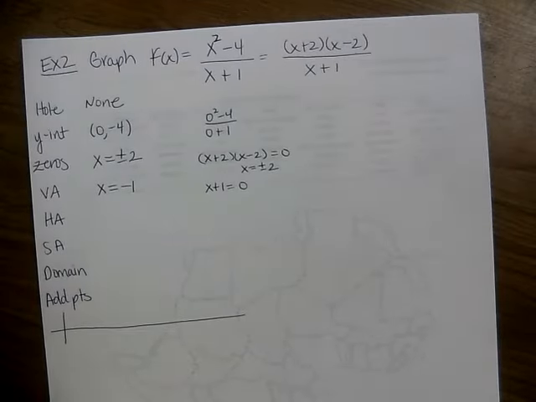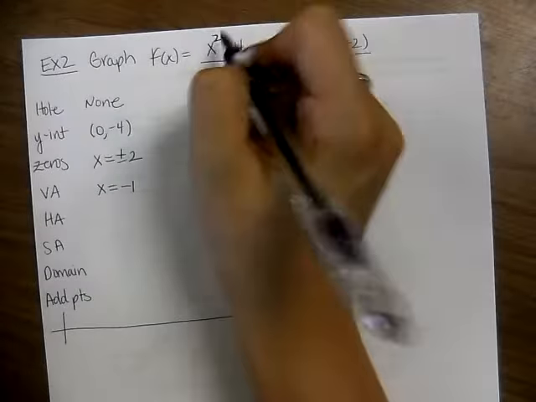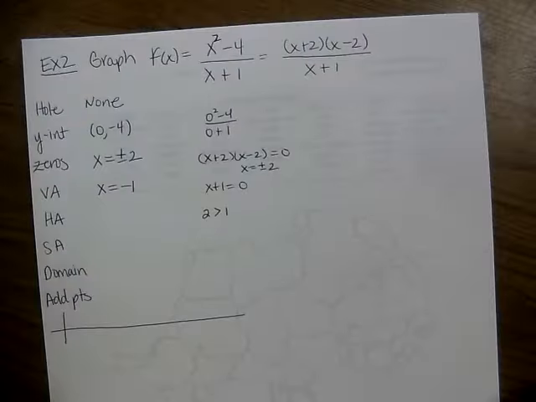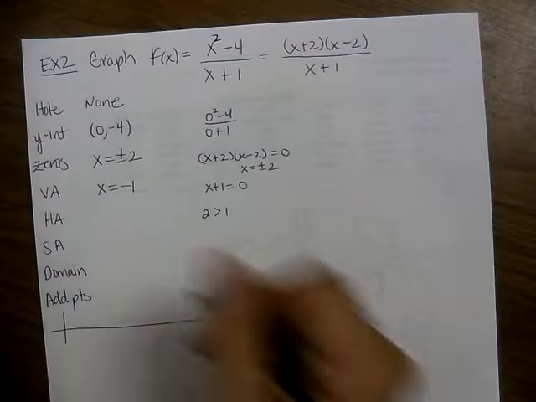Is there a horizontal asymptote? So we're comparing the degrees now. The degree in the numerator is 2. The degree in the denominator is 1. 2 is greater than 1. When n is greater than m, there is no horizontal asymptote.